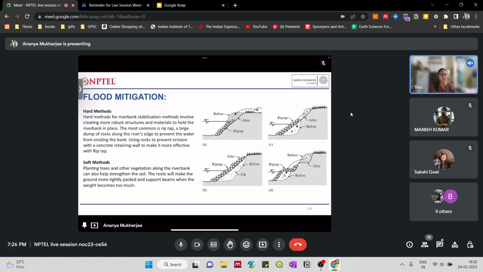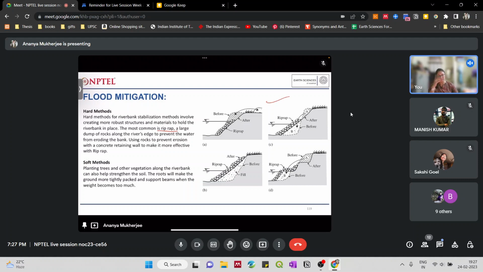So the example over here in this diagram is the riprap, where large dumps of rocks are put in place along the river's edge to prevent the water from eroding the bank. The more erosion there is, the larger the area is going to be. And when there is more erosion, the floodplains or the valleys are going to collapse, and that is going to affect the flooding intensity over there. So to prevent erosion of the river banks, we put in such structures called ripraps.